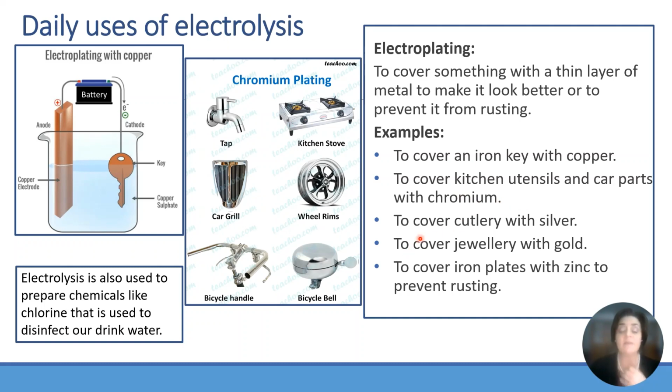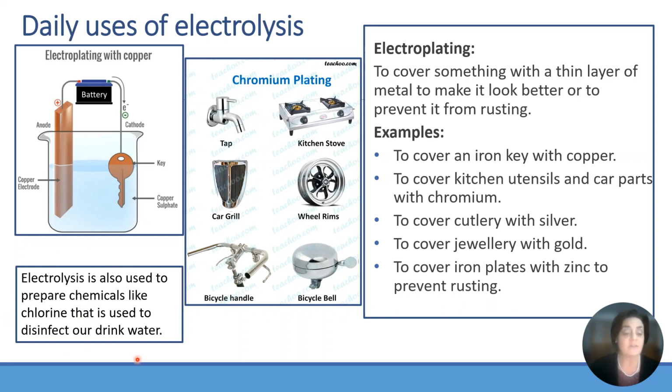And then similarly, we can also cover cutlery with silver, jewelry with gold, and then another very important use is to cover iron plates with zinc to prevent them from rusting. And those are the roof plates that we use. So it's just iron, but they cover them with a layer of zinc to prevent them from rusting. So electroplating is very important in everyday life.